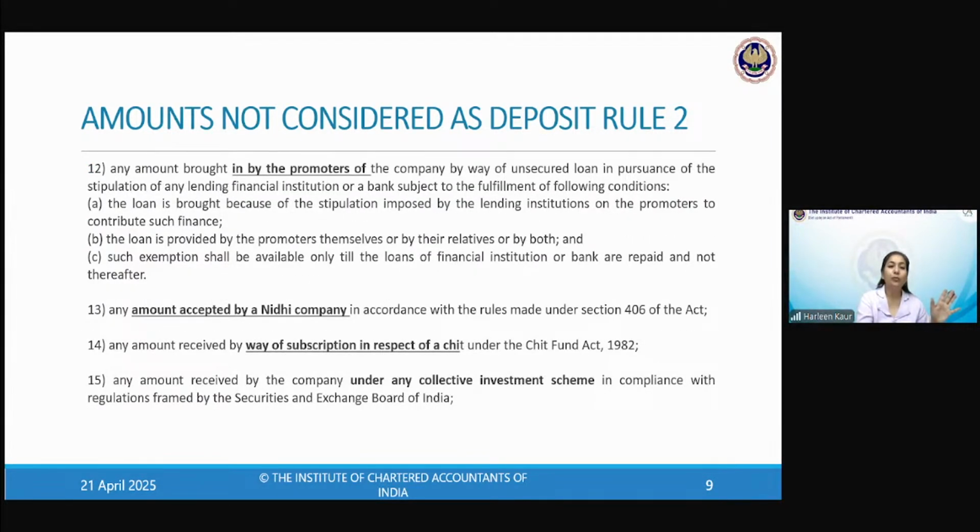Don't worry. After the 12th point, I'll give you 2 minutes to grab the information and then we will do it. One more point we will do, and then.